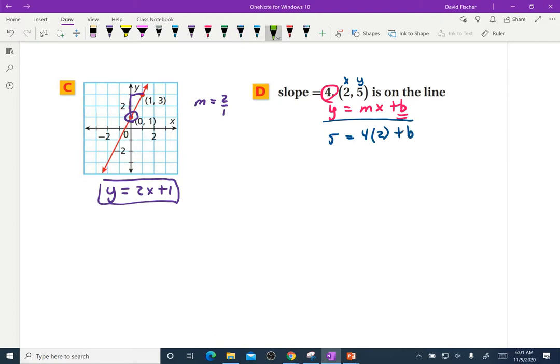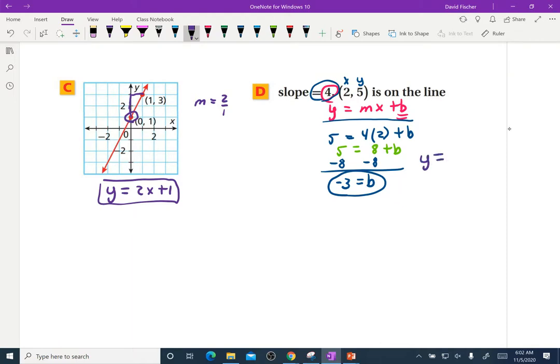Now, let's solve for this. This is 8, so I have 8 plus b on this side, and 5. I got to get that 8 to the other side. So now I have this thing called b equals -3. I need this and this in order to write my equation. Two things all the time to write an equation. I need my slope and my y-intercept. So let's go write my equation.